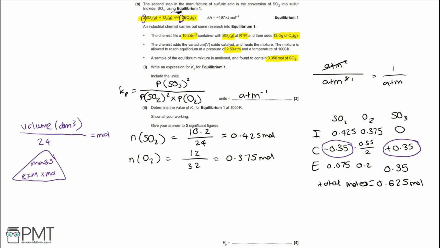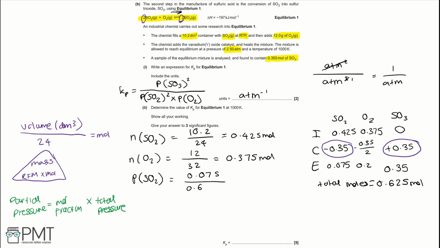Partial pressure has the equation, if we were to write this out, partial pressure equals the mole fraction times total pressure, and the mole fraction is the amount of moles at equilibrium divided by the total moles. And our total pressure for this system is 2.5 atmospheres. So working out the partial pressures, the partial pressure of SO2 is going to be equal to 0.075 divided by 0.625 multiplied by 2.5. That equals 0.3 atmospheres.